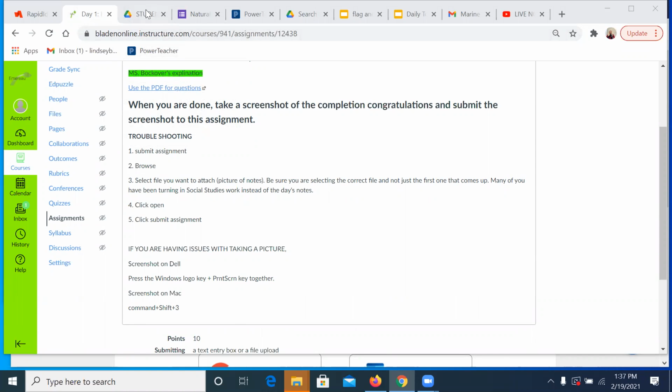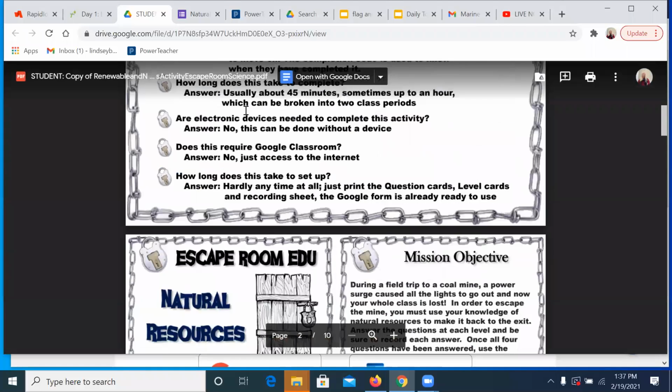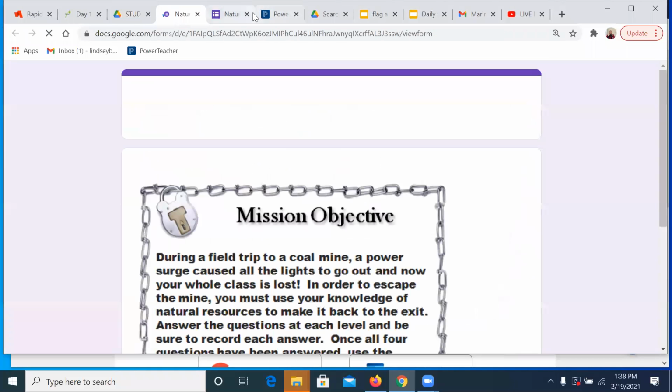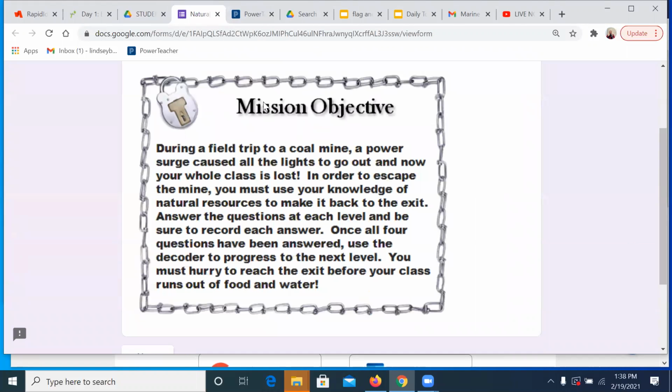So when you click the PDF, it's going to bring up a sheet that looks like this. The first thing you're going to do is click this sheet right here, and it's going to bring you up to this right here. So your mission objective.